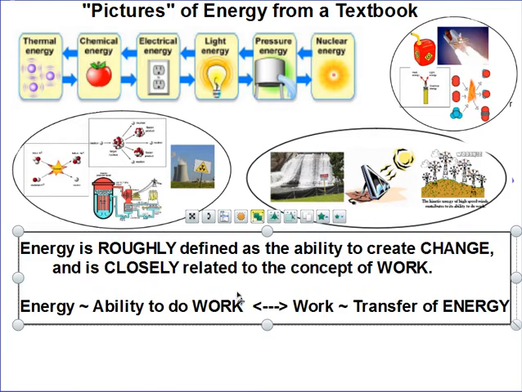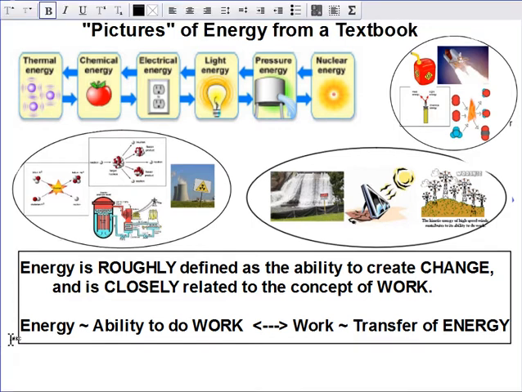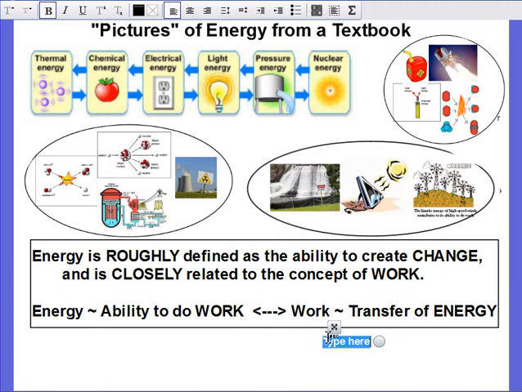Energy is roughly defined as the ability to create change, closely related to the concept of work. You can think of energy as the ability to do work, and work is really just a transfer of energy. And again, this is the idea of work being force times distance, F d cosine of theta, like we talked about in the last section. So when we do work on something, we actually transfer energy.